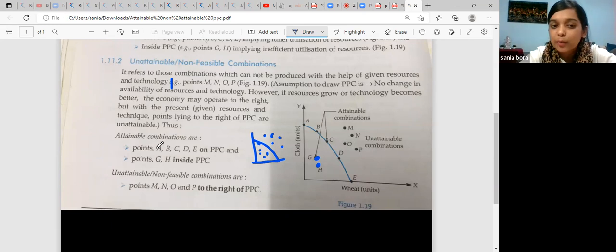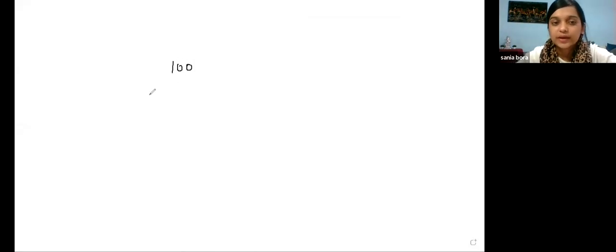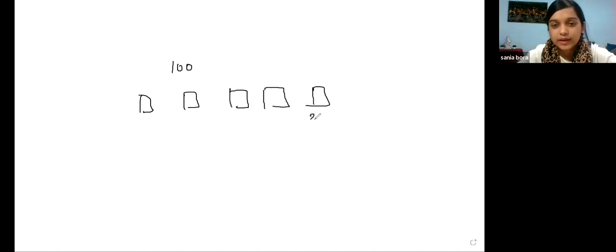I have written here: attainable combinations A, B, C, D, E on the PPC and G, H inside the PPC. And unattainable M, N, O, P to the right. These are unattainable because they are out of reach. For example, you have a budget of 100 rupees. Now there are a few products. It is 20, it is 30, it is 100, it is 120 and this 200.